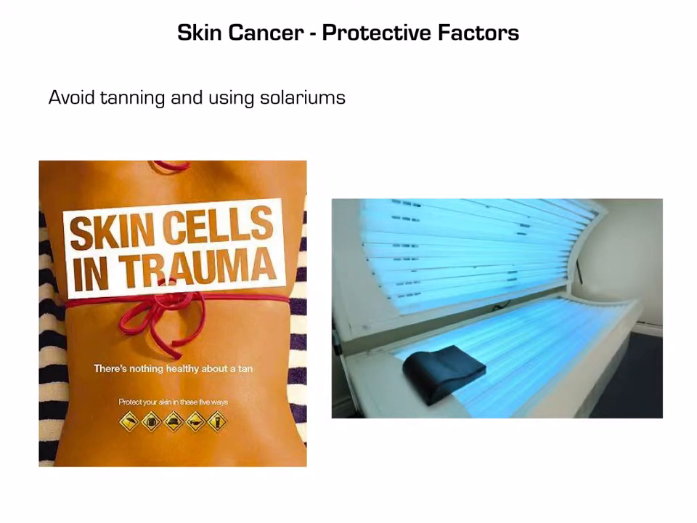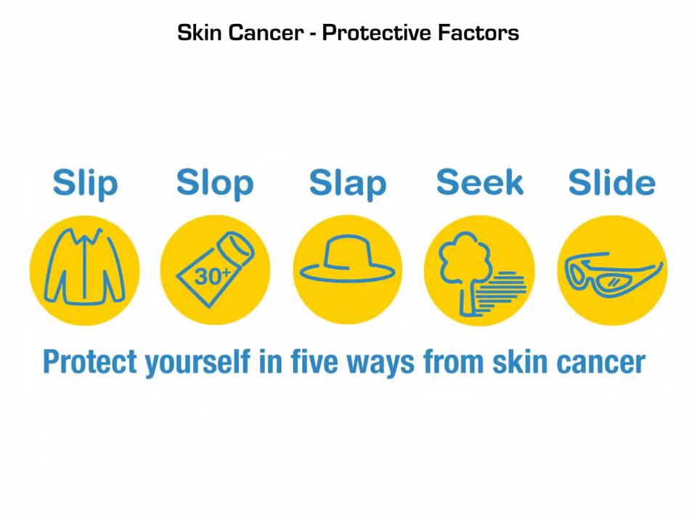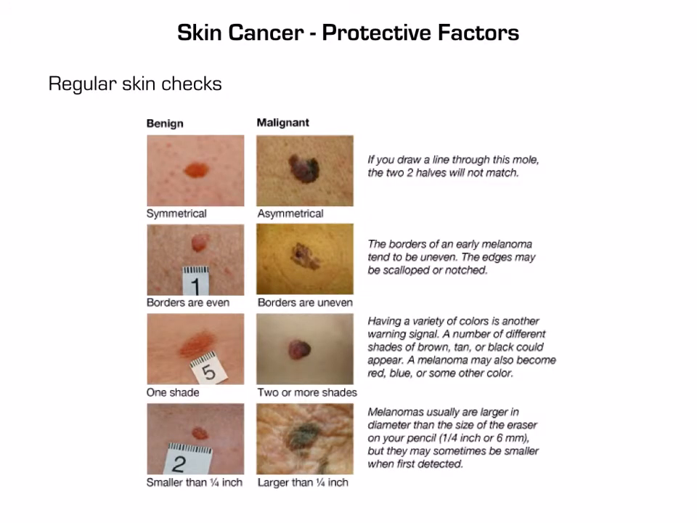Avoid tanning and using solariums. And of course, apply the slip, slop, slap, seek and slide routine. So slip on protective clothing, slop on some sunscreen, slap on a hat, a broad-brimmed hat preferably, seek shade, and also slide on protective sunglasses. Another protective factor is regular skin checks, and this can be done by an individual, and if changes are noticed, then obviously seeing a GP immediately is advised.